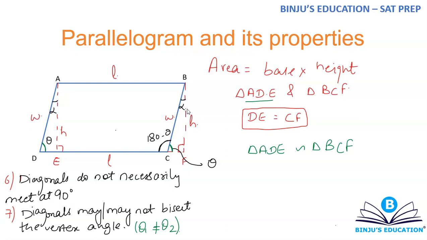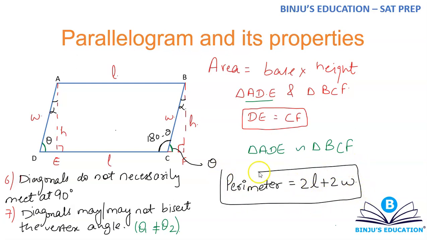Alright, so these are the things which you need to remember for a parallelogram. And yes, if you want to calculate the perimeter, that's the sum of the four sides, that is twice L plus twice W. Alright, so these are the things which you need to remember for a parallelogram.